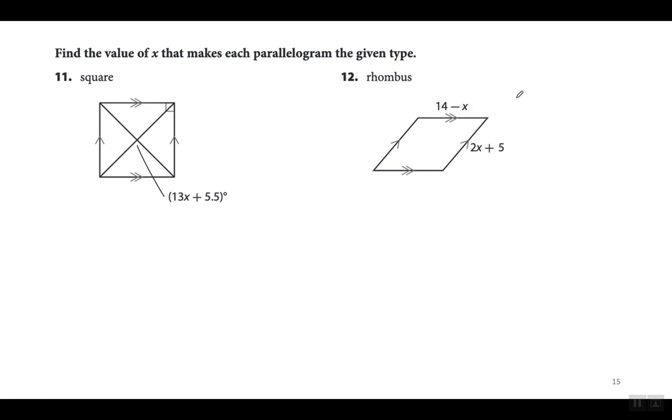All right, number 12. Okay, in a rhombus, consecutive sides are congruent. Well, all the sides are congruent in a rhombus, okay? So that allows us to make 14 minus x, to make this side equal to this side in order to solve for x.